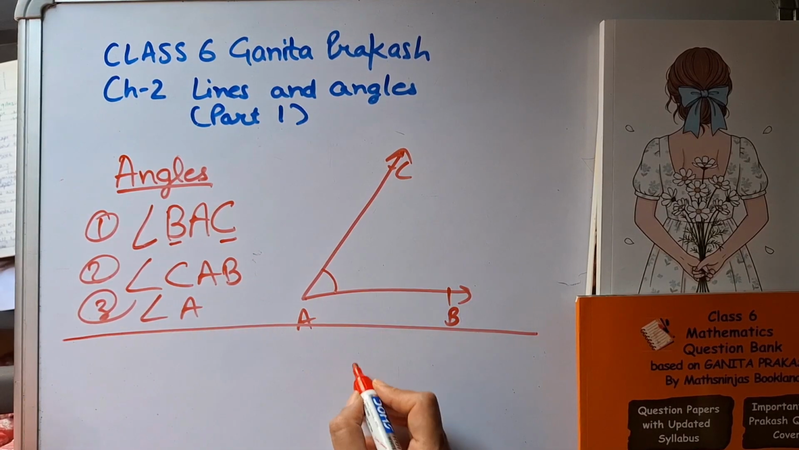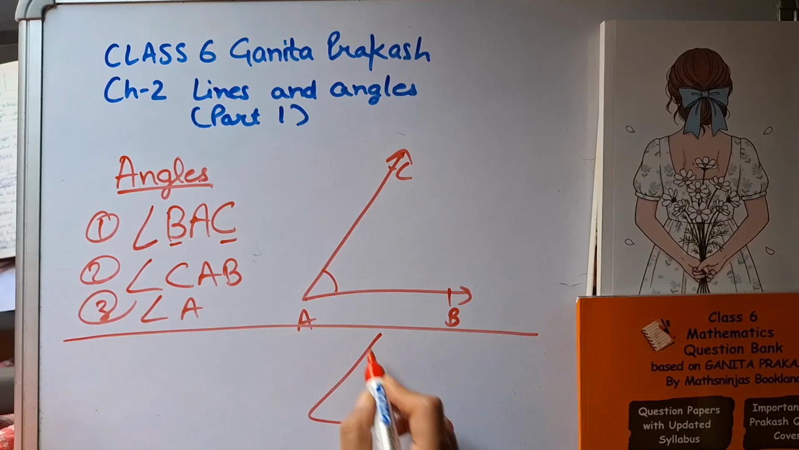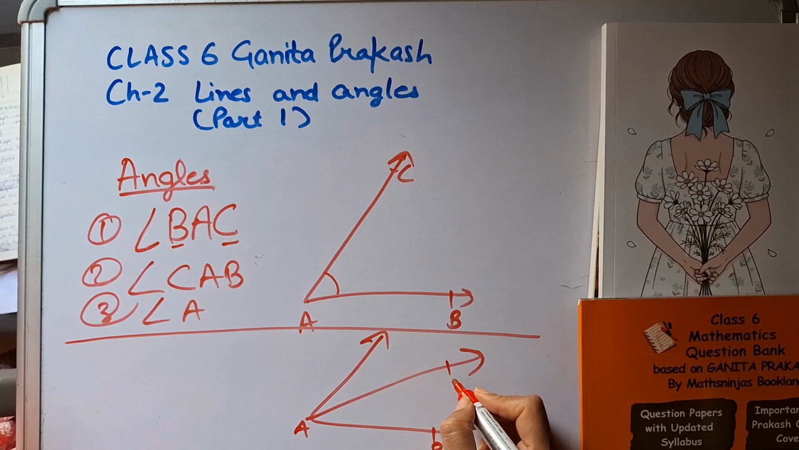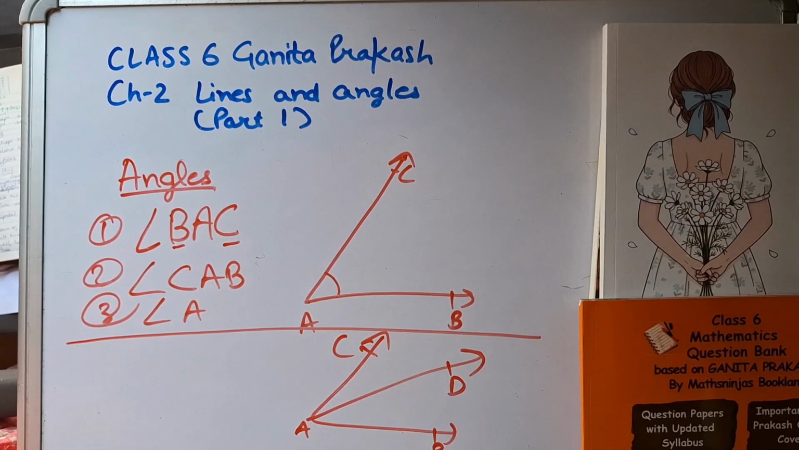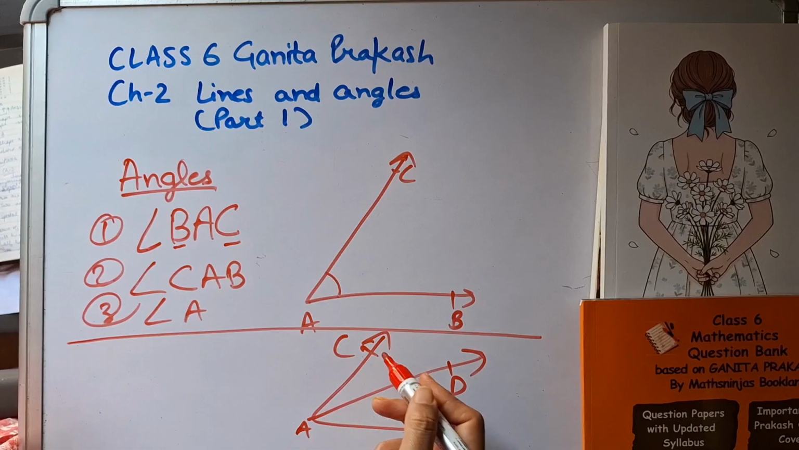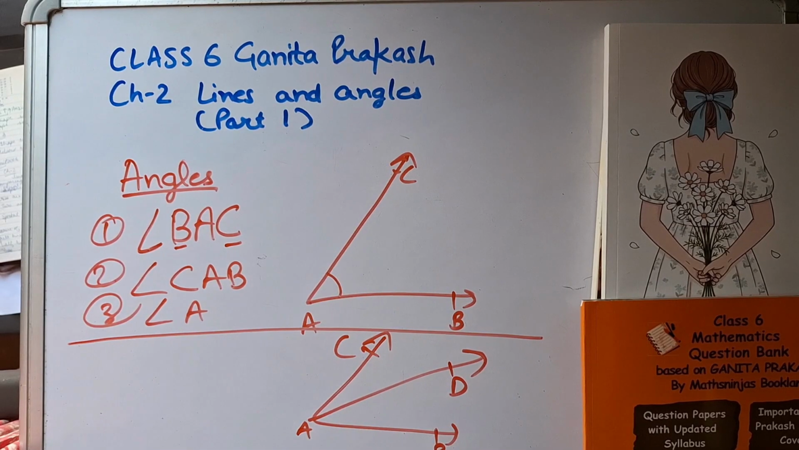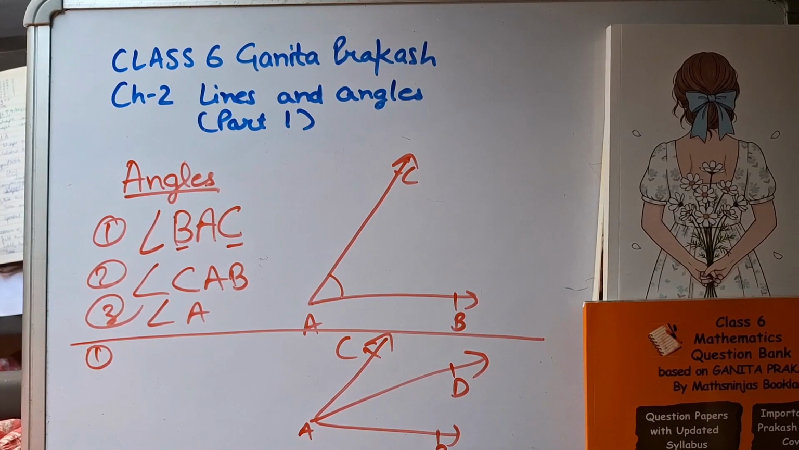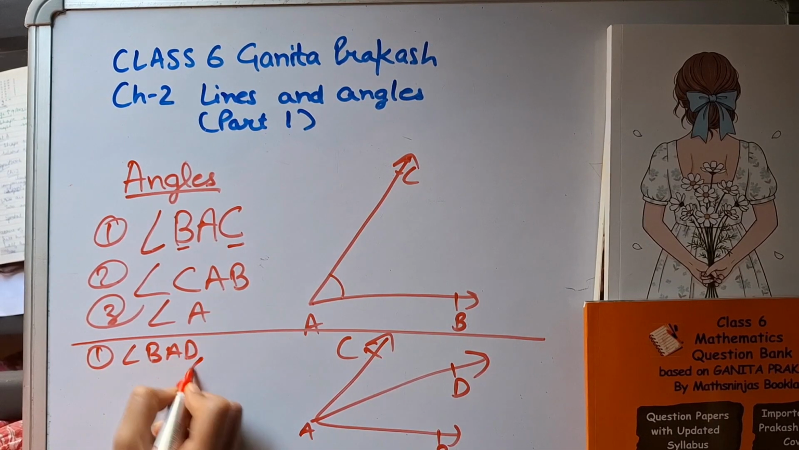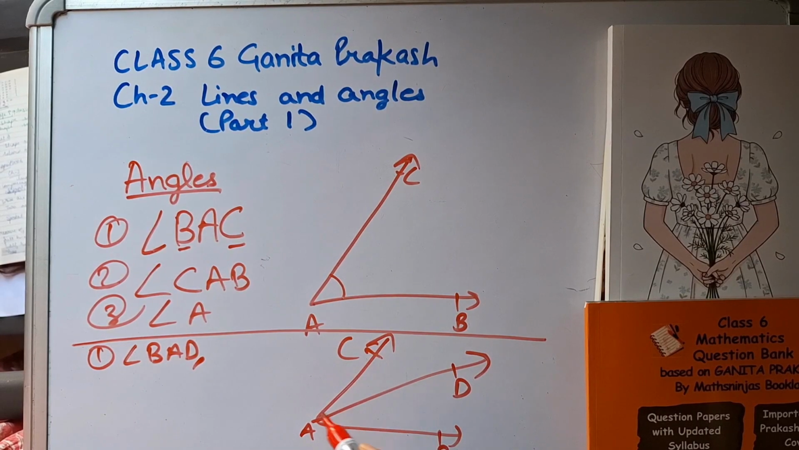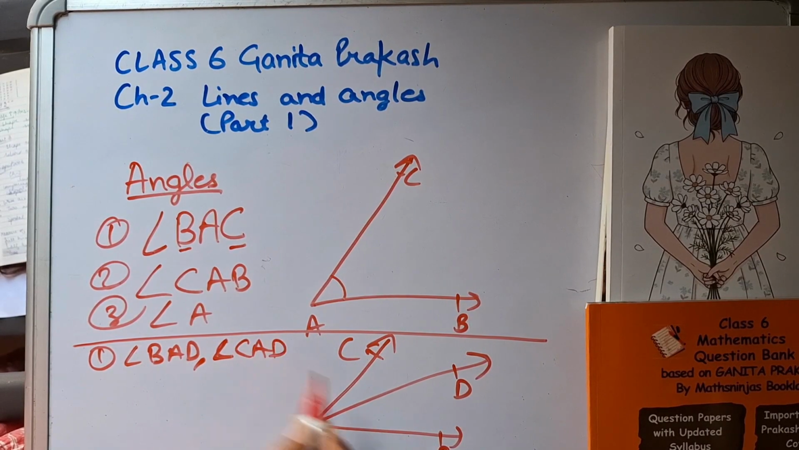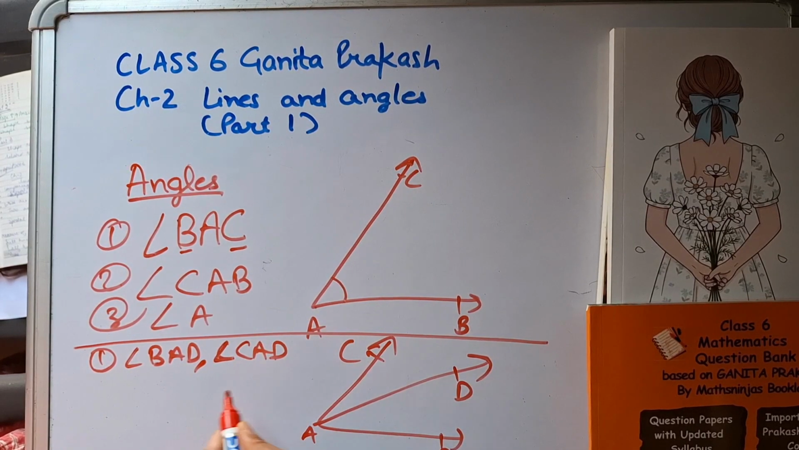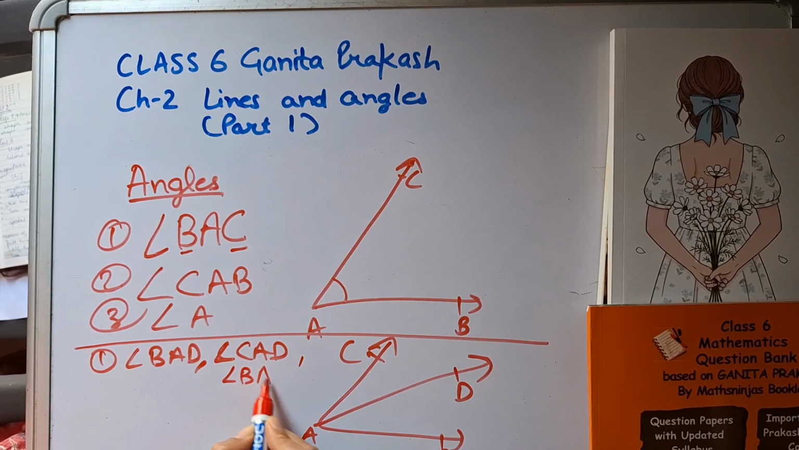Let's see another example. When you have one more line here, the starting point is A, and the passing points are B, C and D, with different rays drawn through C, D and B. So what are the angles formed? First, angle BAD is formed. Another angle CAD is formed. We can write CAD or DAC, and BAD or DAB, it is the same. Then angle BAC is also formed. So we found out how many angles can be formed from it.